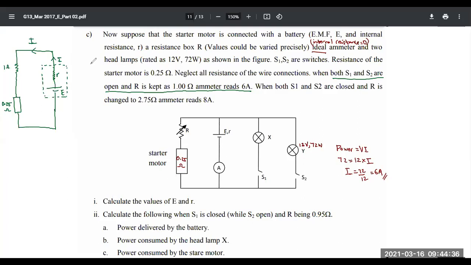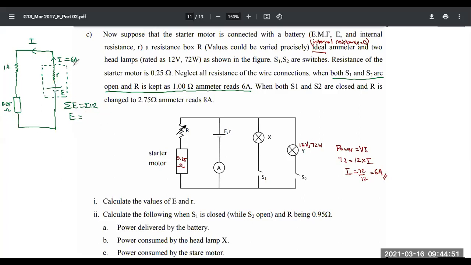Current is how much, people? 6 ampere. Current is 6 ampere. So for this, you apply Kirchhoff's second law: sigma E equals sigma IR. Sigma E, only one battery is there in the circuit now, that is capital E. We don't know that. Equal to sigma IR.